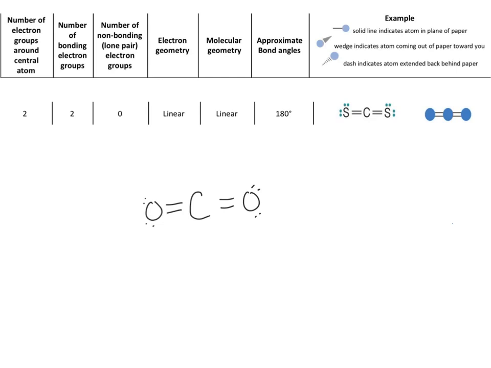We can see that we have 2 electron domains around carbon. So it has a linear electron domain geometry. And since both of those domains are bonding groups, neither are lone pairs, that means it also has a linear molecular geometry.